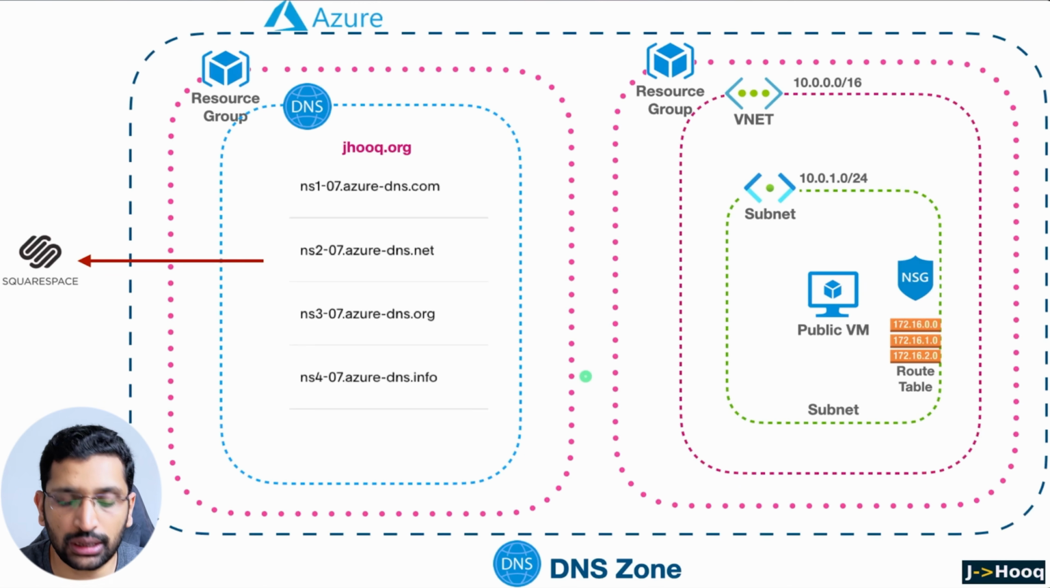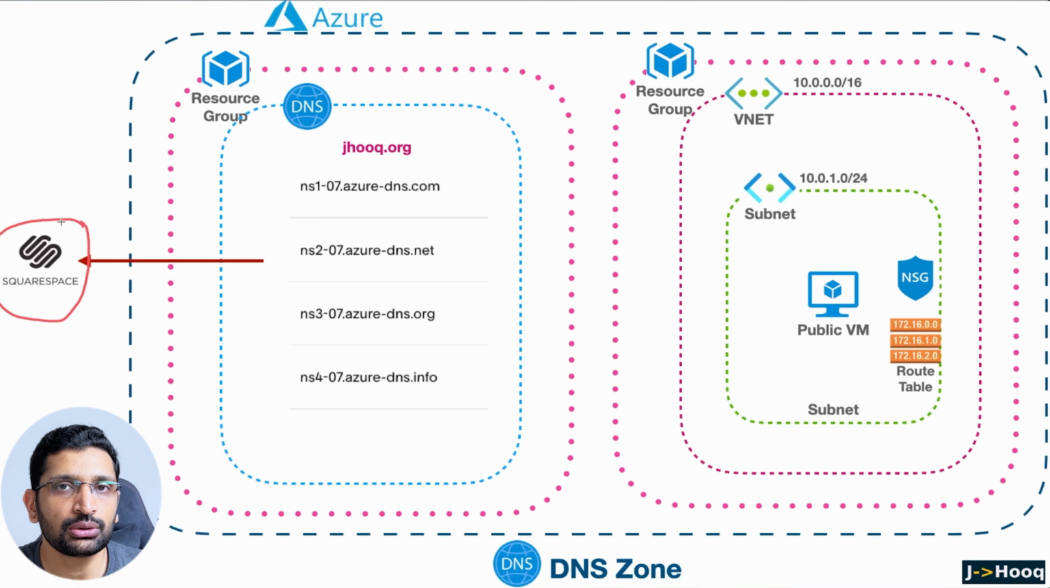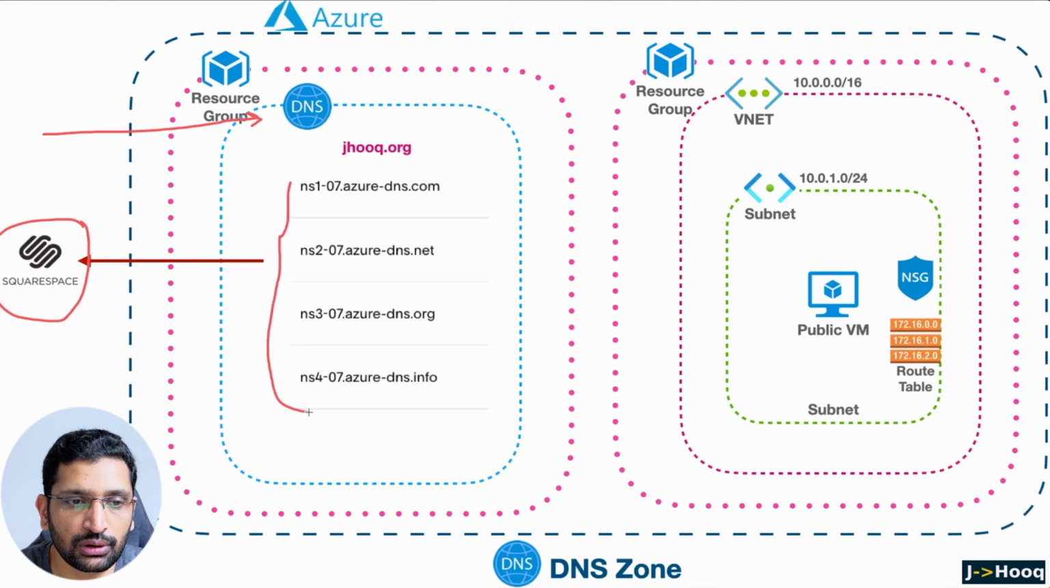So here in the diagram, you can see that I have a Squarespace. That's where my domain exists, which I have purchased separately. We are going to use that domain and point it to our DNS zone, which we are going to create in our Azure cloud. This DNS zone will contain a few entries. These are the entries from Azure, and these entries will be mapped to our Squarespace. Don't worry about it, I'm going to show and demonstrate how it works.